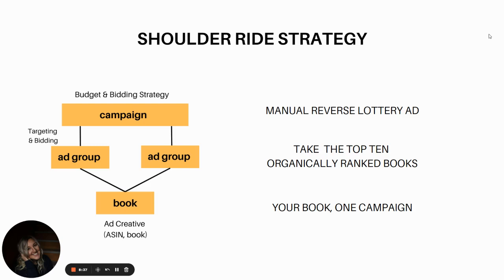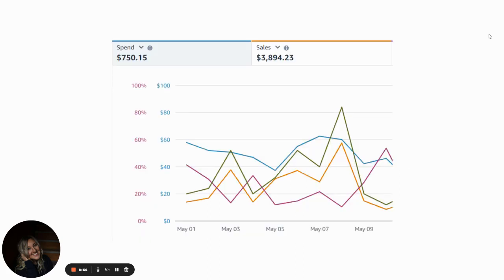So you're picking those ASINs, those top 10 books. This is manual targeting, not automatic targeting, because you're putting in the ASINs. That's why I call it reverse lottery: you're targeting those top 10 books instead of running ads to your books. You're only running ads to one of your books. I hope that makes sense. This strategy is hyper targeted, so you should have a lower ACoS if you have the keyword foundations that you need. If you have high searches and low demand, it's going to be a shoo-in for you.